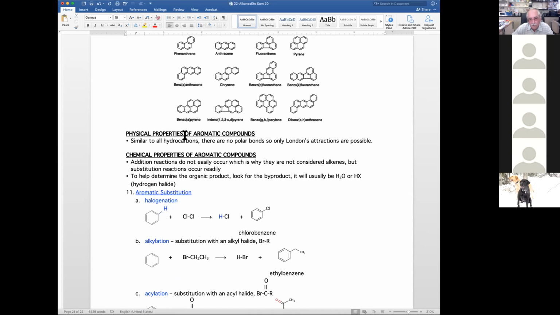So the physical properties of aromatic compounds, similar to all the hydrocarbons. There's no polar bonds, so it's only London's attractions, nothing else.